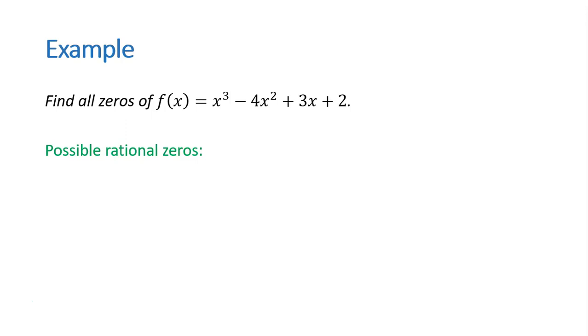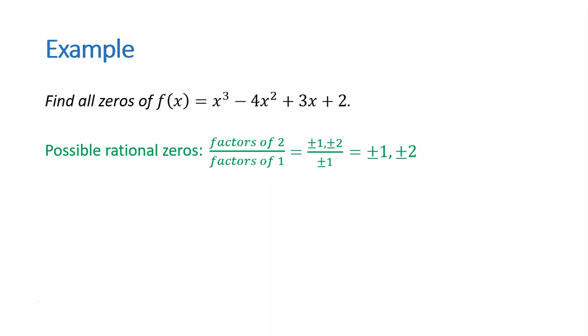So possible rational zeros are determined by taking all the factors of the constant term, in this case 2, and dividing by all factors of the leading coefficient. Now notice we don't actually have a coefficient written in front of the highest exponent term, so it's an understood 1. So it's going to be the ratio of factors of 2 divided by factors of 1. Well, the only things that divide into 2 are 1 and 2, and then the only thing that divides evenly into 1 is itself. So plus or minus 1, plus or minus 2, each of those divided by 1.